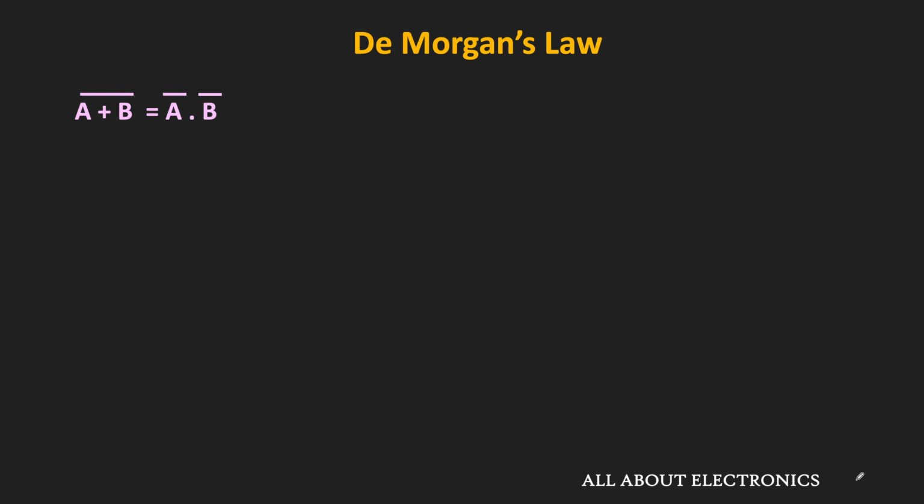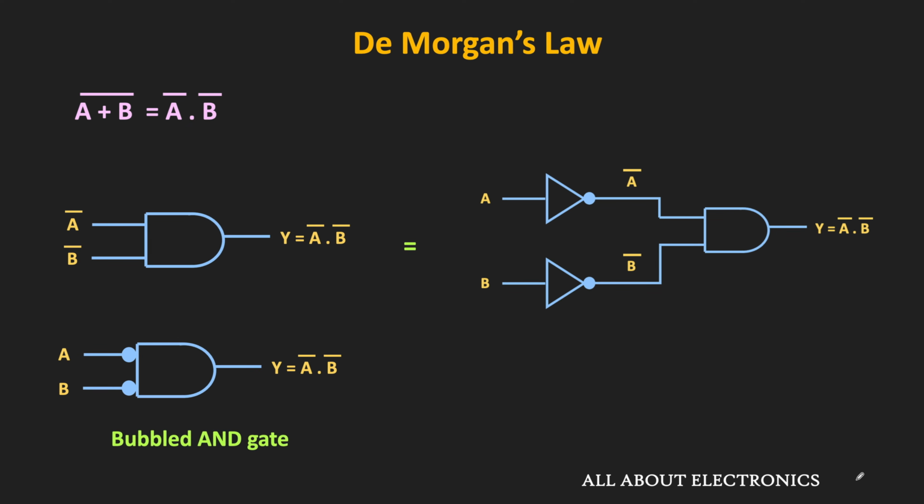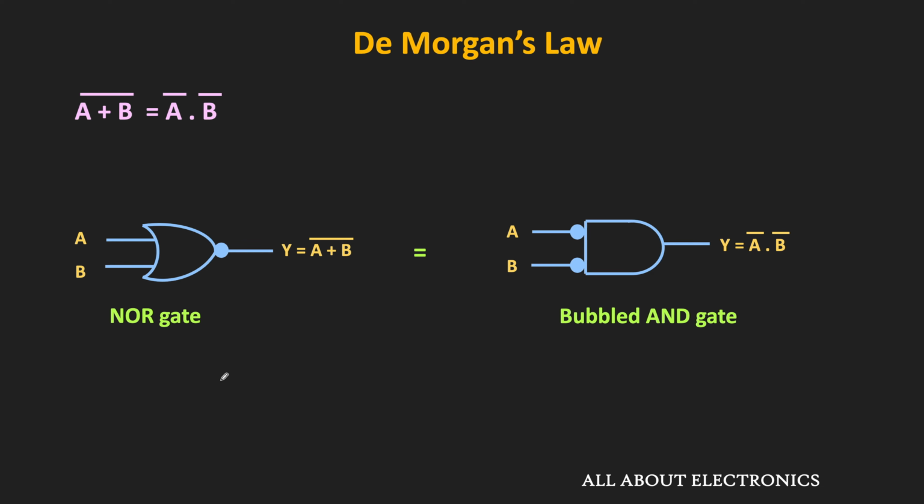So this A bar dot B bar is equivalent to applying the input A bar and B bar to the AND gate. And these A bar and B bar signals can be generated by passing this input A and B through the NOT gate. Now this circuit is often drawn in the abbreviated form like this, that is the bubbled AND gate, where this bubble at the input indicates that the input gets inverted before the AND operation. So as per this De Morgan's law, this NOR gate is equivalent to the bubbled AND gate, that is A plus B whole bar is equivalent to A bar dot B bar.